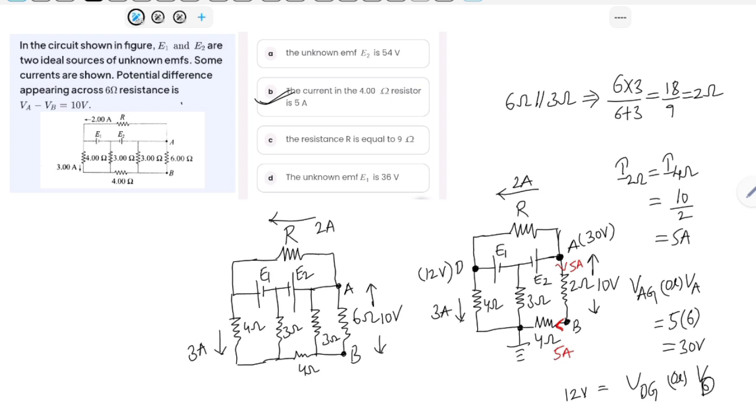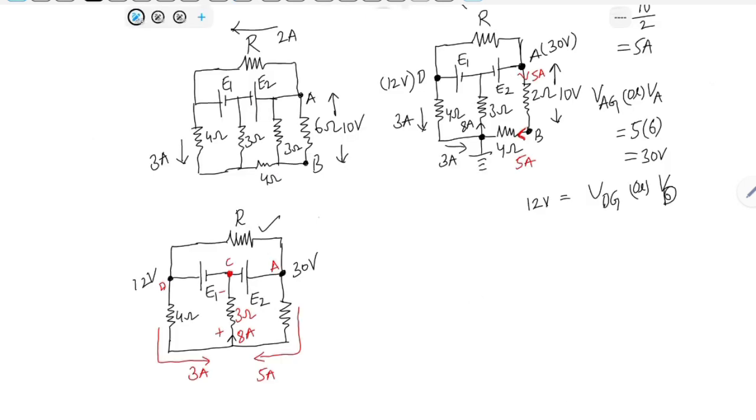Okay. So from here, the current entering this node is 5 amperes and the current from here is 3 amperes. So there will be a total of 8 amperes flowing vertically towards the middle branch, which is 3 ohm. Okay. Let me redraw the circuit to avoid the confusion. Okay. So this we want to find now.